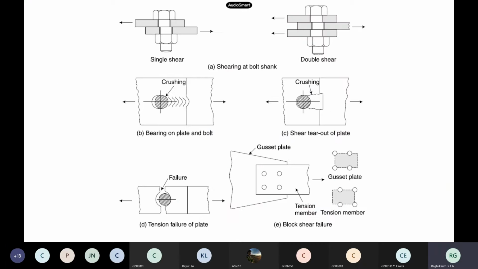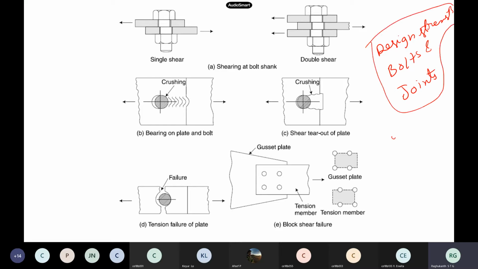Now the design strength, I should say, the design strength of bolts and joints, and joined plates together also. Okay, so how many types of failures can happen? This depends on the strength calculation, which depends on failures. So in how many ways can a joint fail? Okay, so how many ways are there?